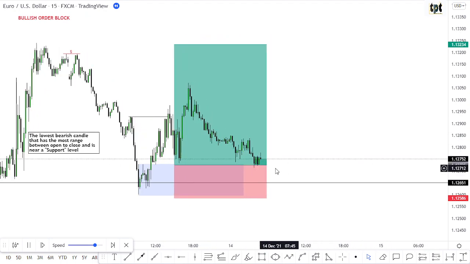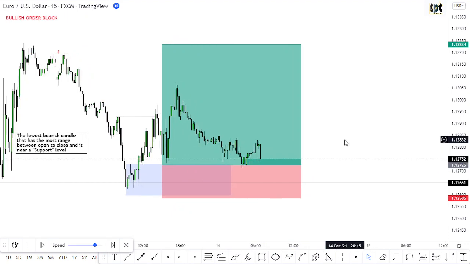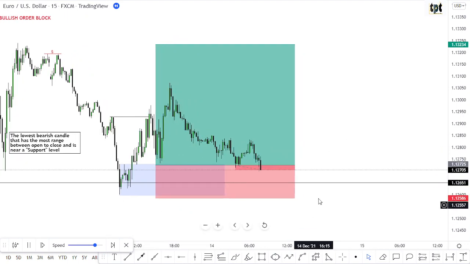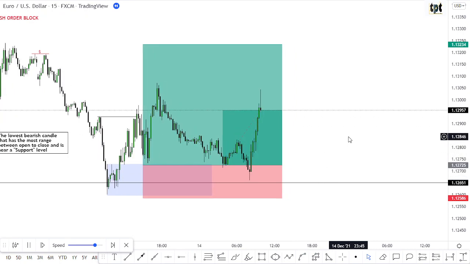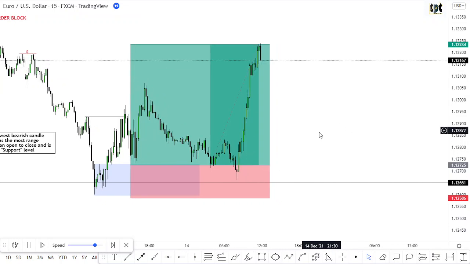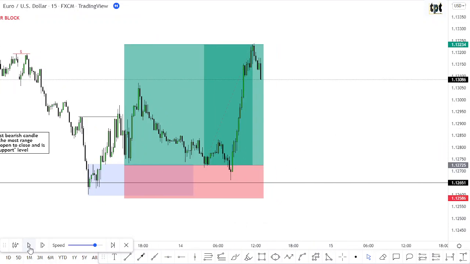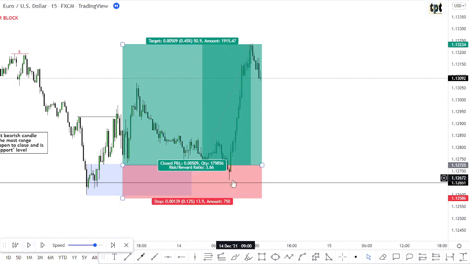Now we are tagged into longs. So the market has reacted to the bullish order block. Then it has hit our target objective. Our objective has been cleared at this particular level.